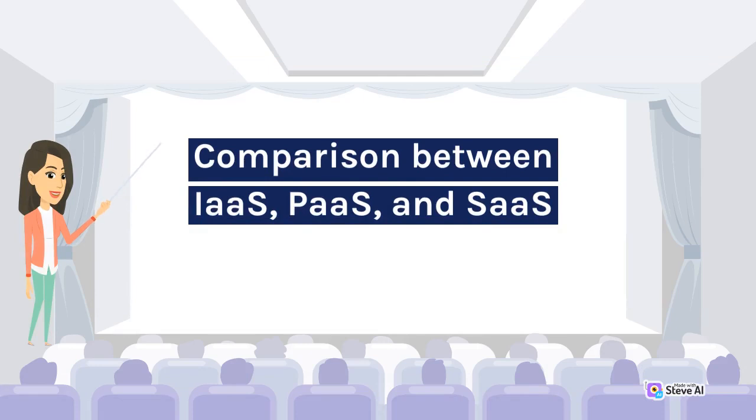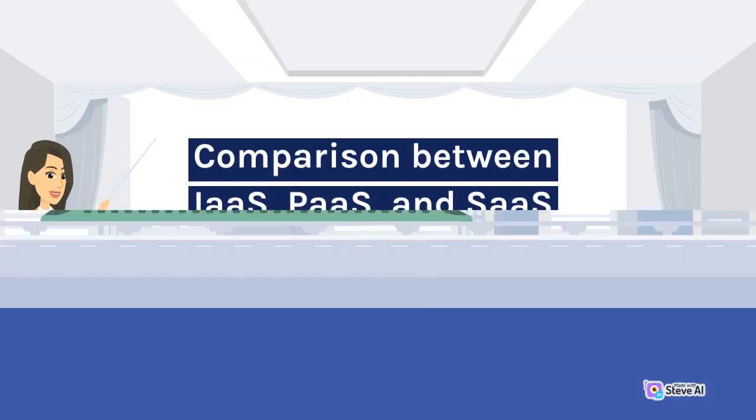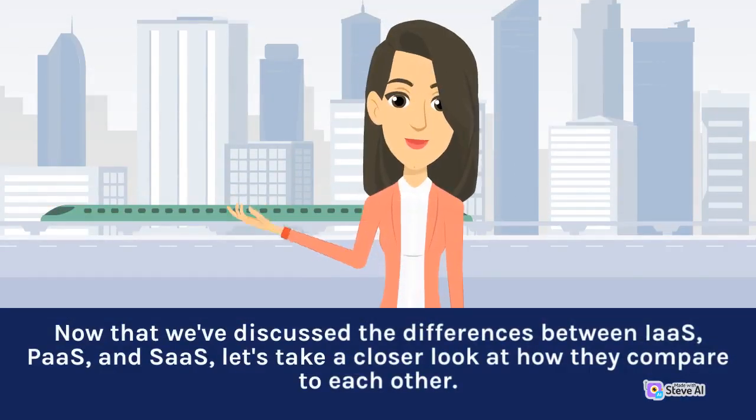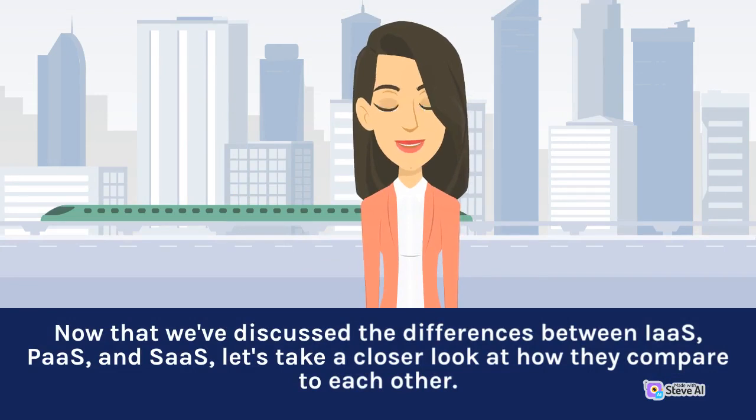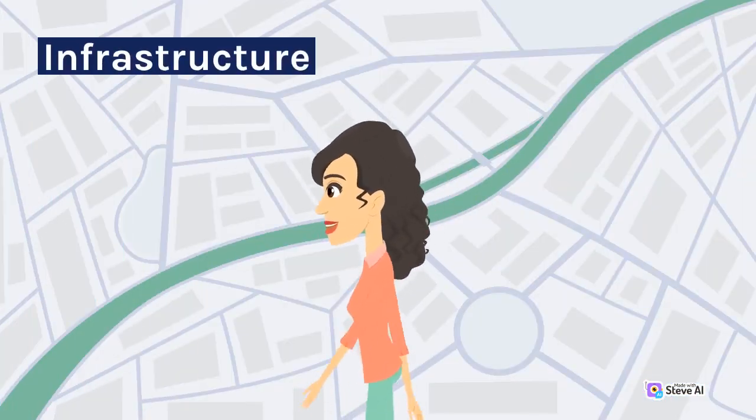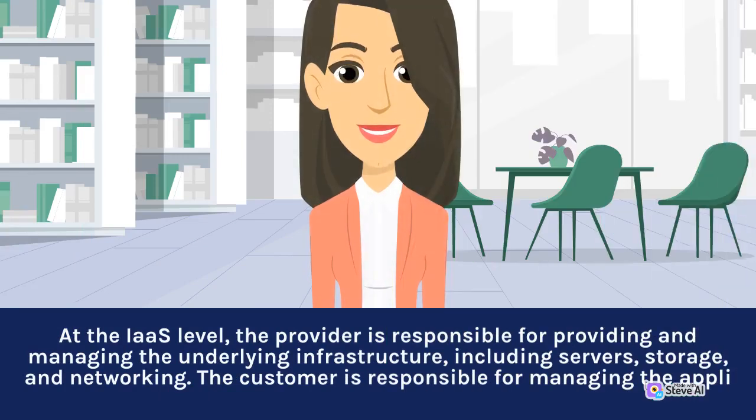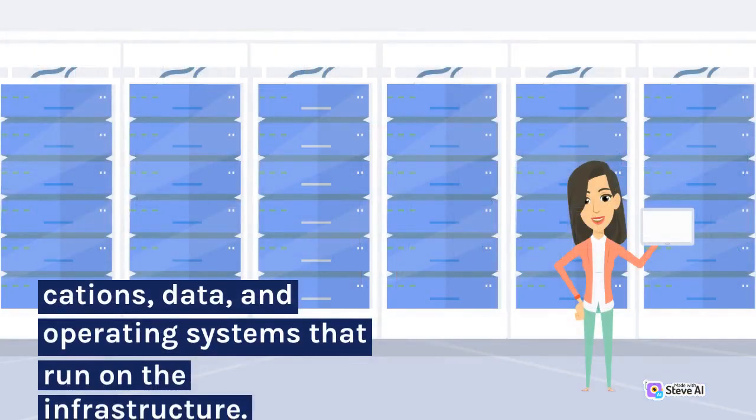Comparison between IaaS, PaaS, and SaaS. Now that we've discussed the differences between IaaS, PaaS, and SaaS, let's take a closer look at how they compare to each other. Infrastructure. At the IaaS level, the provider is responsible for providing and managing the underlying infrastructure, including servers, storage, and networking. The customer is responsible for managing the applications, data, and operating systems that run on the infrastructure.